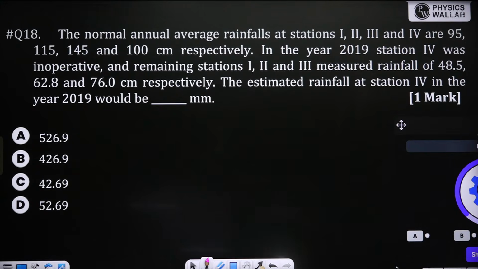Any other answer? Still there is time. Is the 10% condition satisfying?